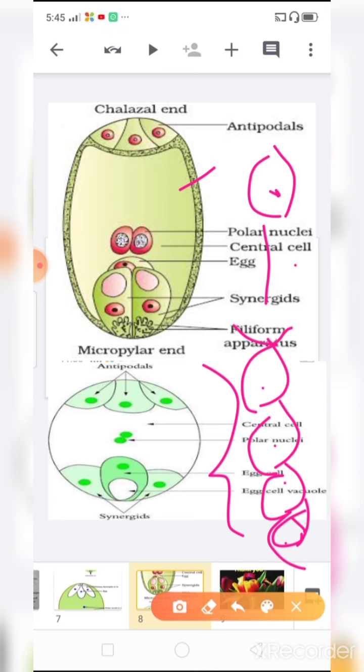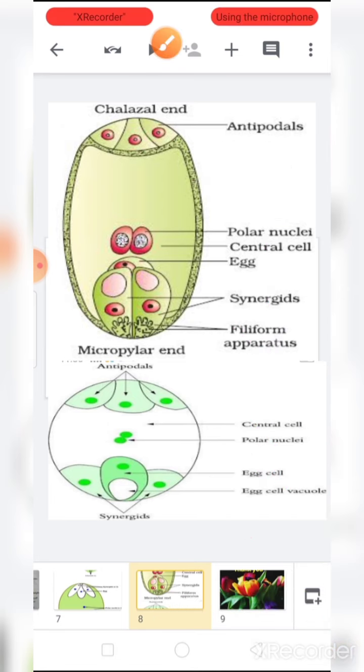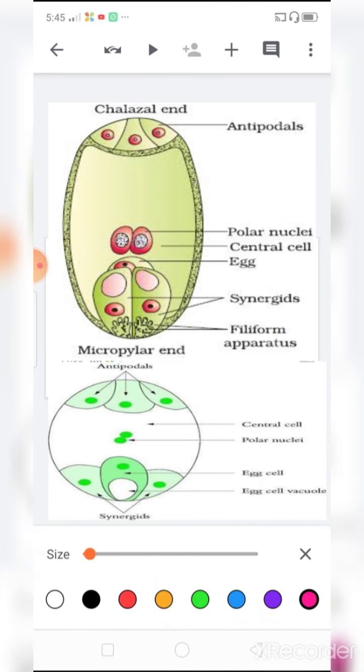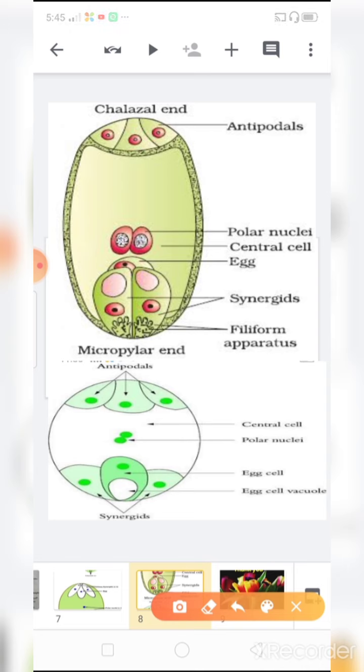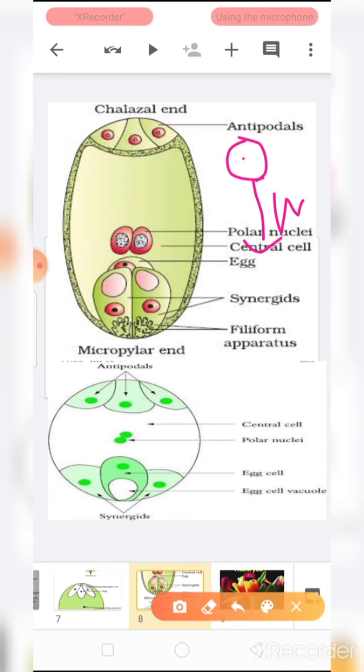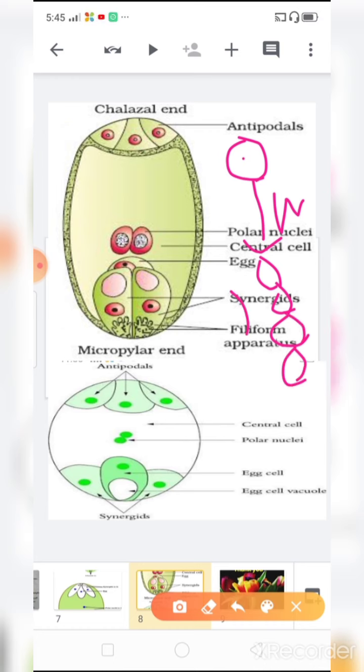In this polygonum type of embryo sac, the chalazal megaspore is functional and the remaining 3 megaspores degenerate.